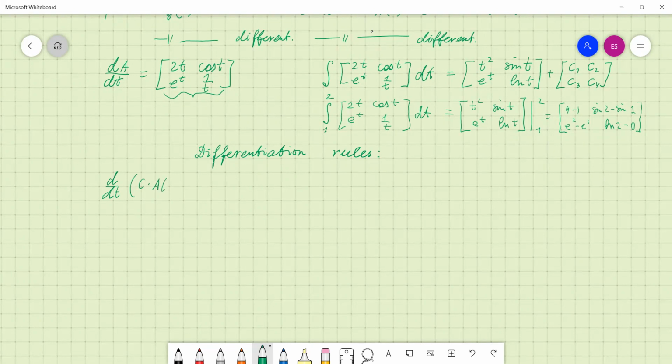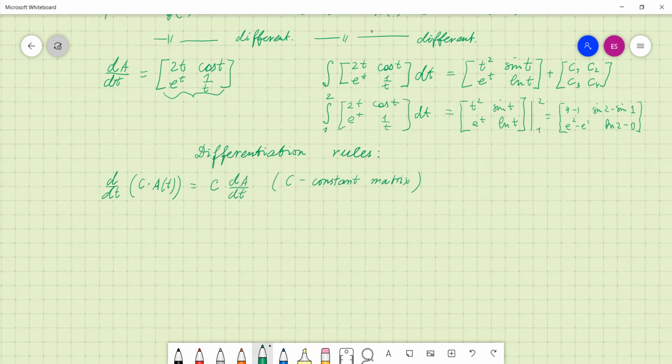Imagine that you have constant matrix C multiplied by variable matrix A. How do we differentiate it? We can take constant matrix C outside and just differentiate matrix A, which is variable matrix. I'm going to write down in parentheses that C is a constant matrix. Sorry.